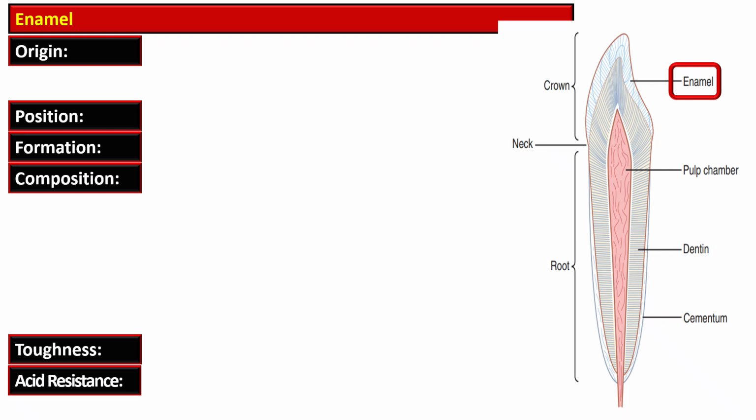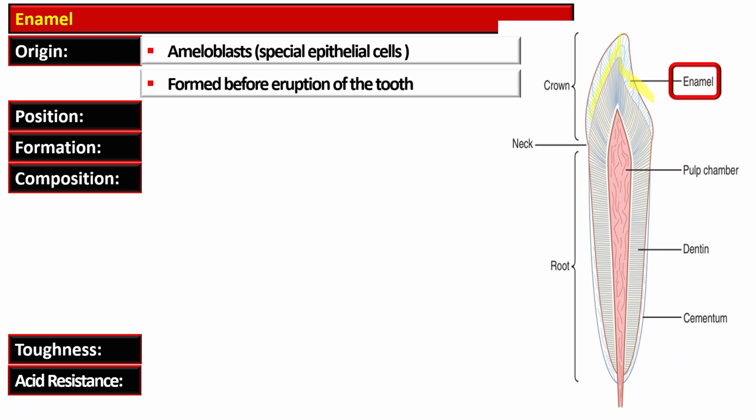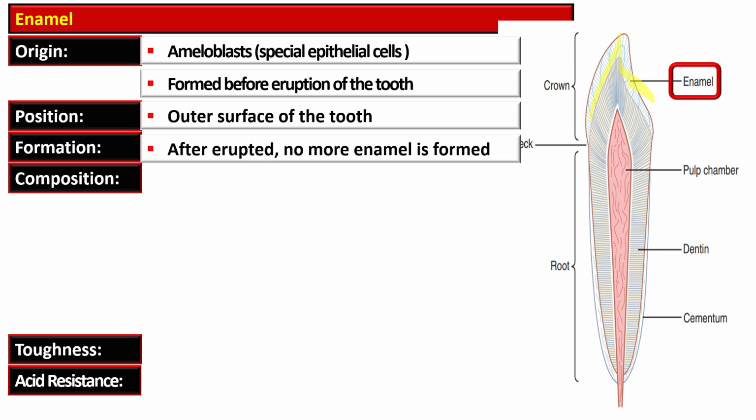Enamel is essentially the tooth's natural armor. It is the hardest substance in the human body, created before the tooth even erupts by specialized epithelial cells called ameloblasts. The formation of this enamel only happens before eruption. Once the tooth appears, no new enamel can be produced, and its position is on the outer surface of the tooth.